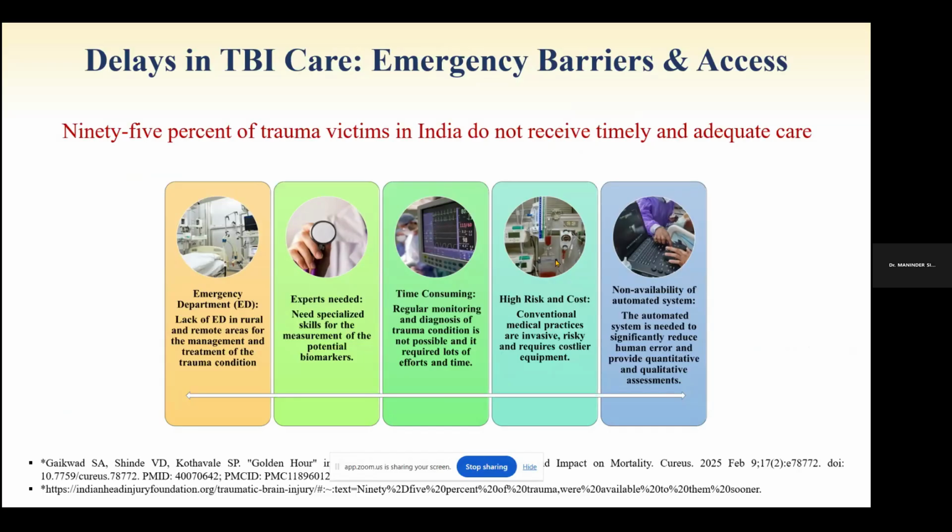Firstly, if we get badly injured, there is no emergency department, and because of that in rural and remote areas where there is a lack of emergency departments, it is difficult to assess trauma conditions promptly. Moreover, even if there is an emergency department, skilled personnel are also not there in rural areas. And even if some person is available, there is a lack of specialized skill for accurately measuring the biomarkers which are significant for that particular issue.